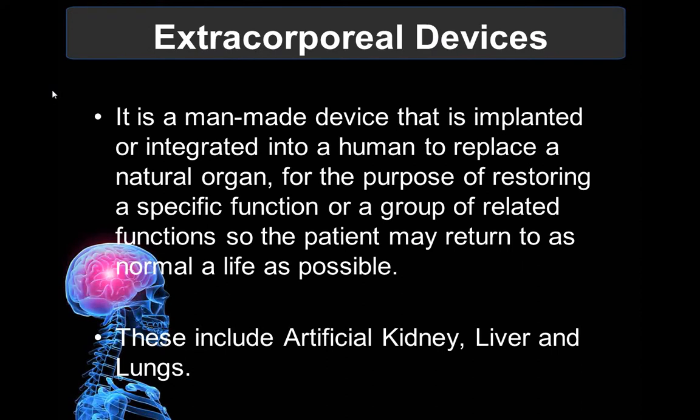Now we have to know what extracorporeal devices are. Basically, these are man-made devices that are implanted or integrated into a human to replace a natural organ for the purpose of restoring a specific function or a group of related functions, so that the patient may return to as normal a life as possible. These include artificial kidney, liver, and lungs. In this presentation, we will be discussing the artificial kidney and liver.